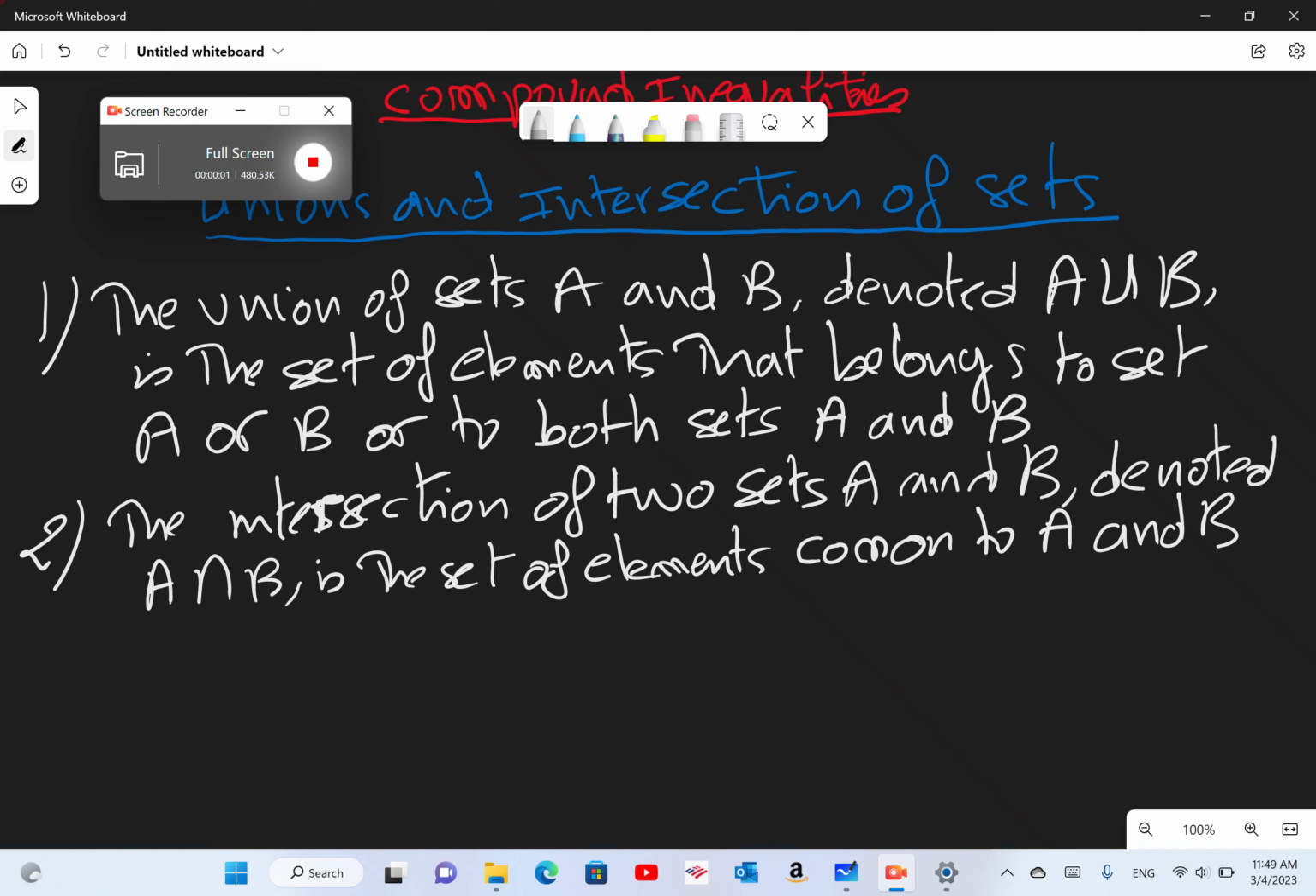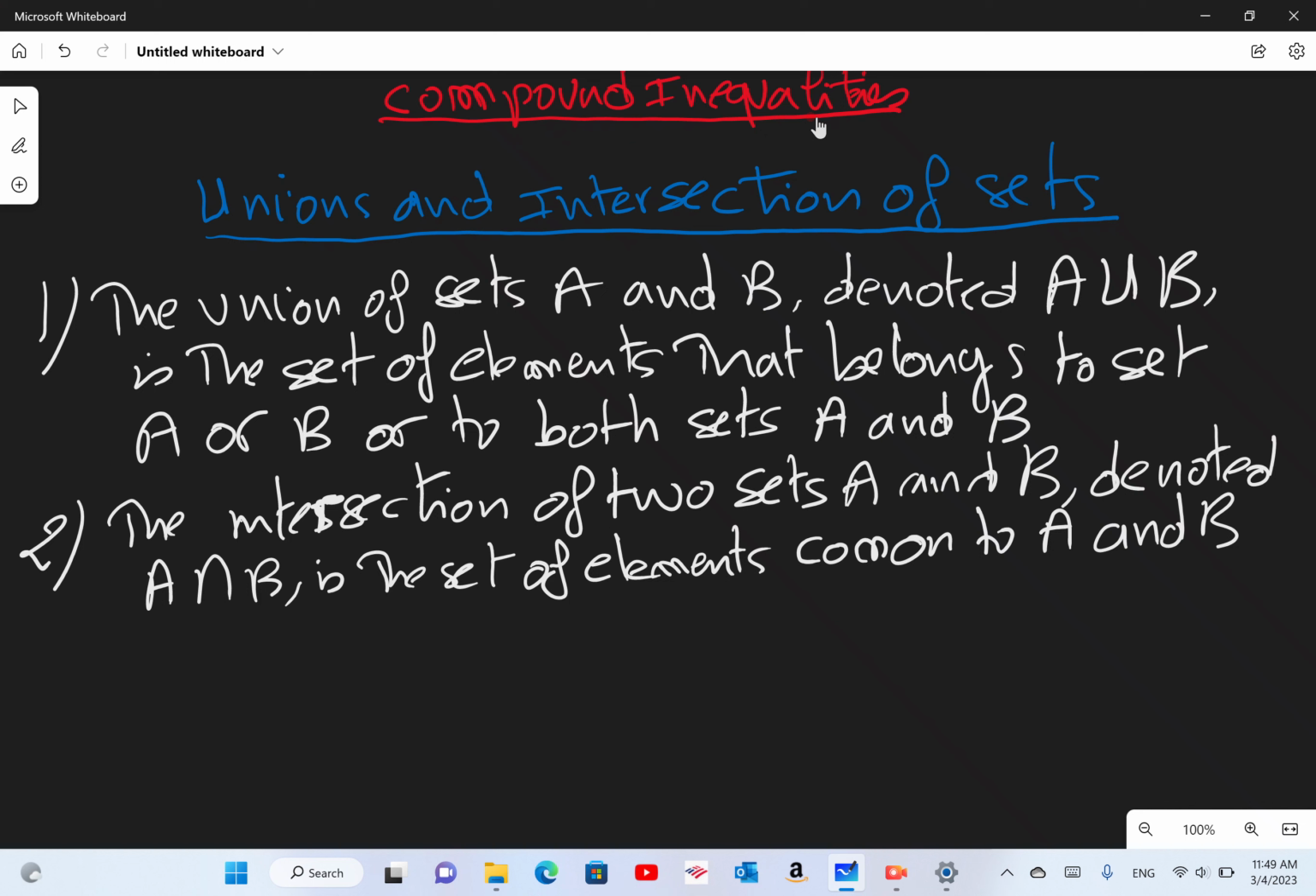Hello everyone. So today we're gonna learn how to solve compound inequalities. In the previous video I showed you how to solve linear inequalities, but this is a different sort of inequality. It's called compound inequalities, and today we're gonna learn how to solve it.